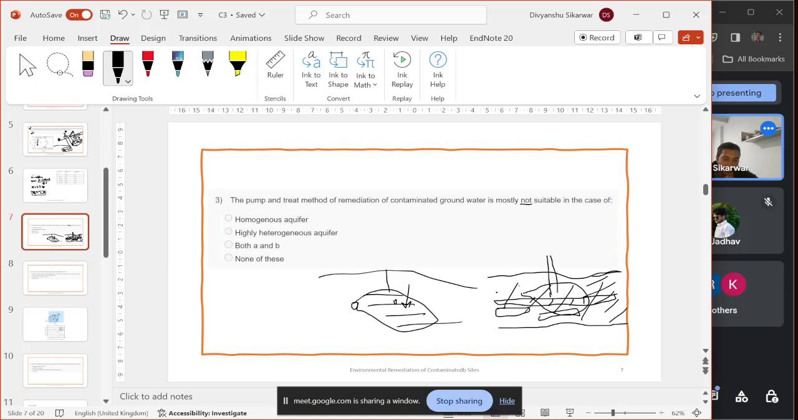If we have a silty clay or sandy clay, the permeability will be on the lower side. So the time required for performing the treatment will be very high, which won't be feasible. We have to design for different types of soil, different types of K values, right? So if we have a highly heterogeneous aquifer, it will be very difficult.